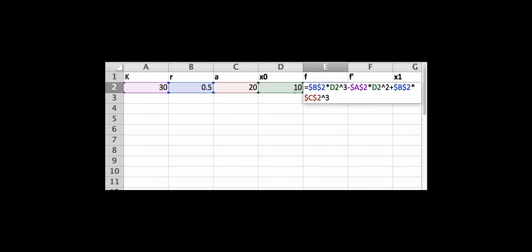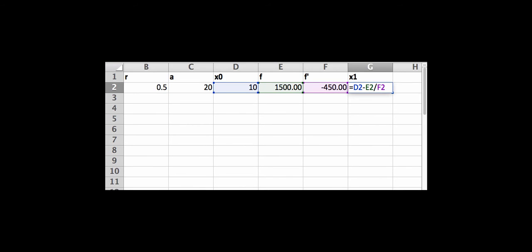Next, I input the formula for the value of the function. Notice that that formula refers to values of the constants that are stored, for example, in cell B2, to the value of x that's stored in cell D2, and so forth. In the next column, I do the same thing, but with the formula for the derivative of the function f. Finally, in the last column, I put the formula for Newton's method. So x1 will be obtained from x0 by taking x0 and subtracting from it the ratio of the function to the derivative. Now I'd like to repeat the process.